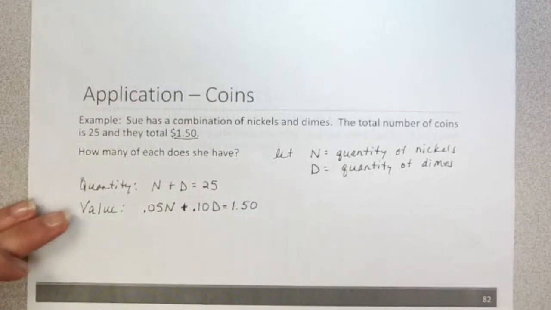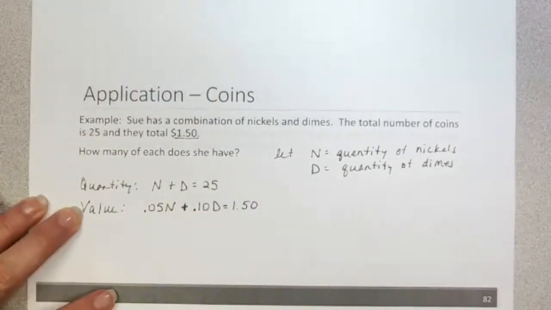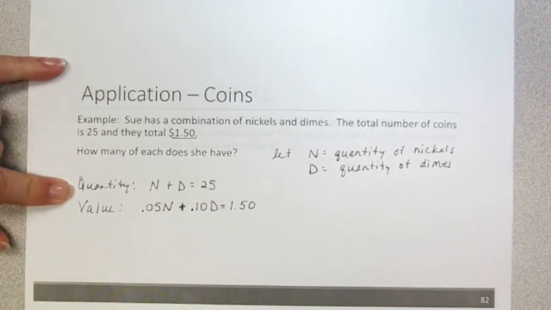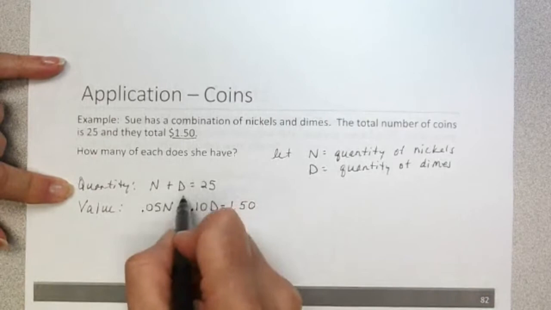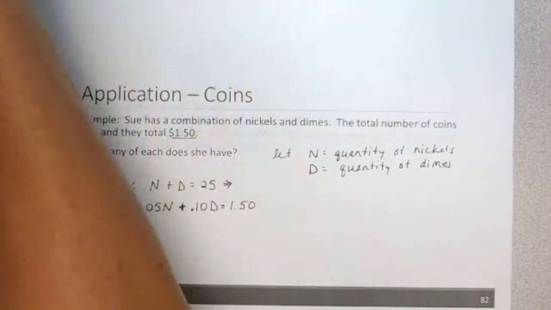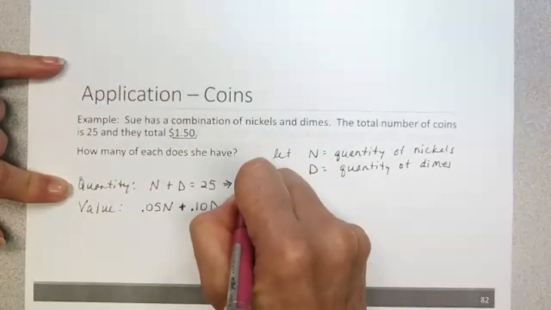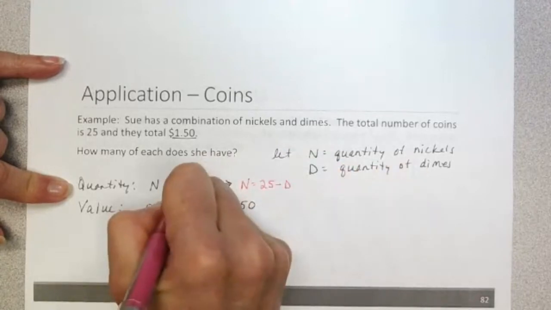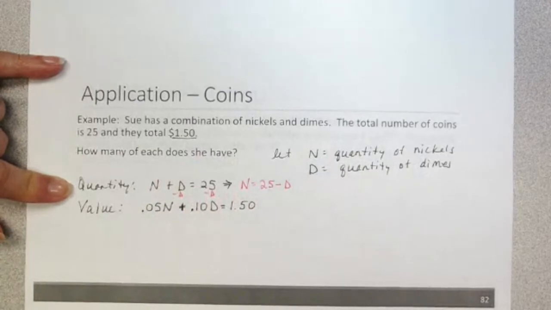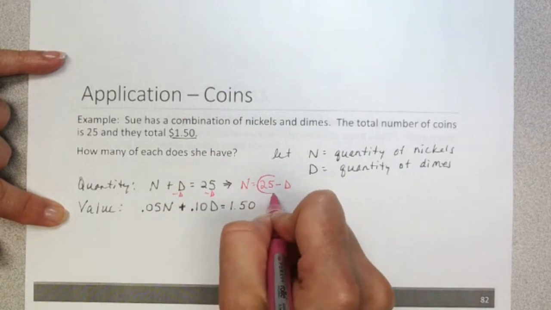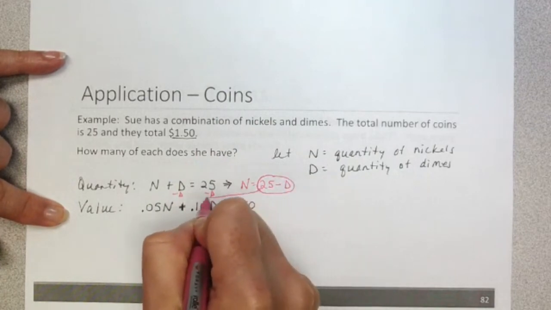So there I have it. There's my quantity equation and my value equation. Now I've written a system of equations that I can solve, and I can solve this system with any of the 3 methods. I think this one lends itself nicely to the substitution method, so I'll do that. If I subtract a d from both sides of the quantity equation, I end up with a new equation that says n equals 25 minus d. Now I can substitute this new expression for n into the other equation, right down here.